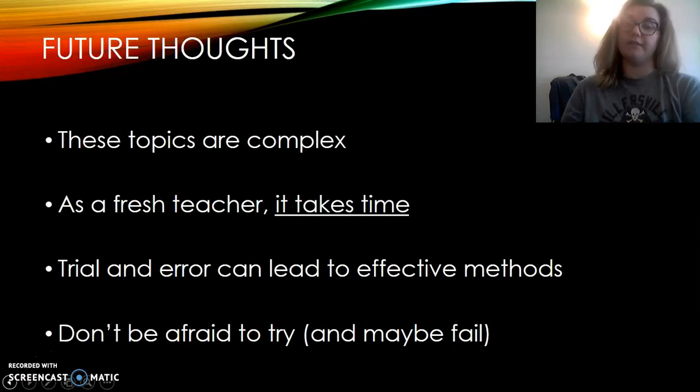So some future thoughts: these topics are complex, and as first year fresh out of college teachers, it's going to take time for us to fully understand them. Do trial and error and don't be afraid to fail, because we will, and that's okay.